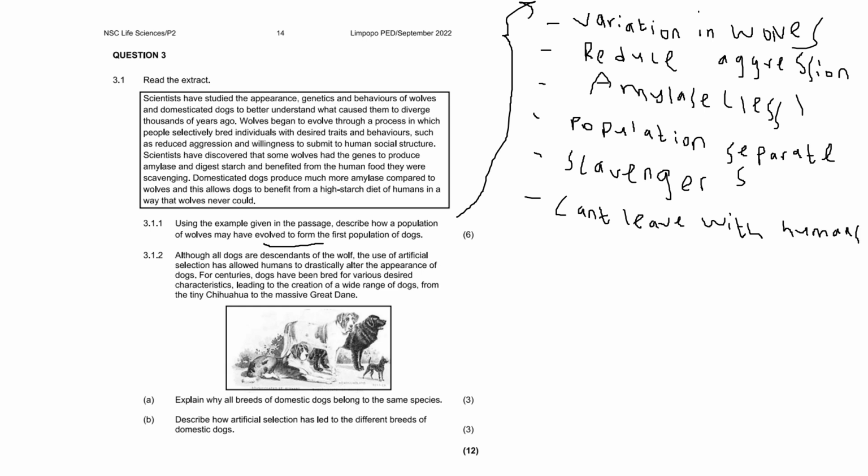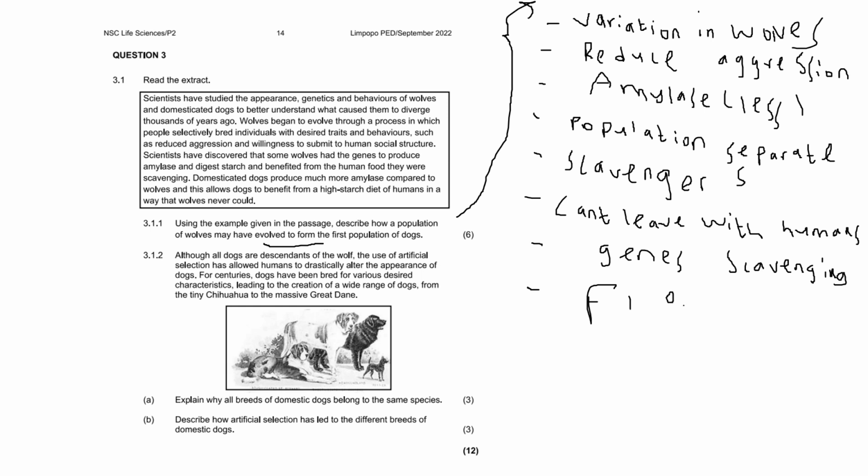So they start separating. They can't live with us anymore, and then they start developing more genes for scavenging life. So they'll have genes for scavenging because they cannot live like human beings. And then the F1 offspring will be born with that trait.